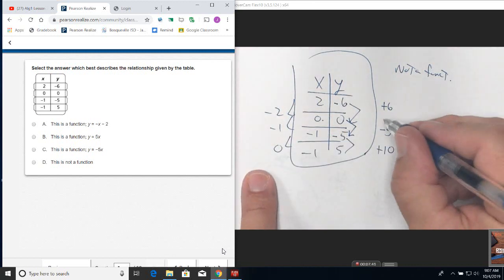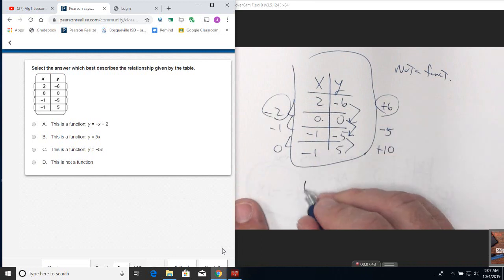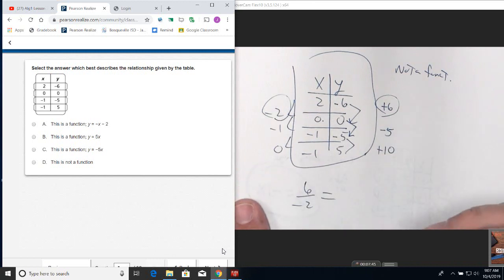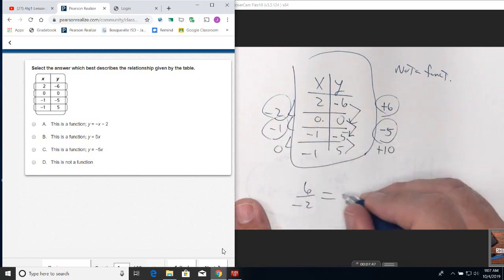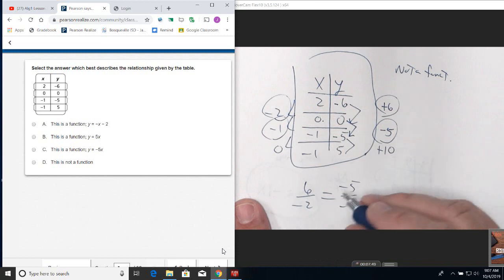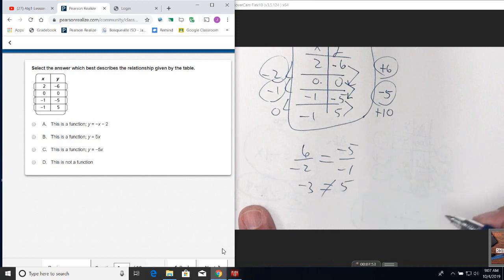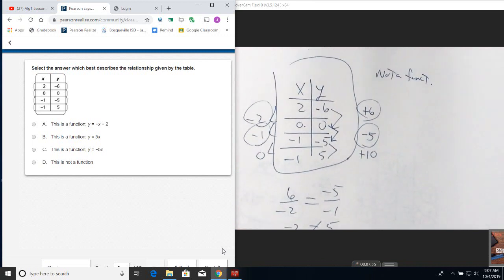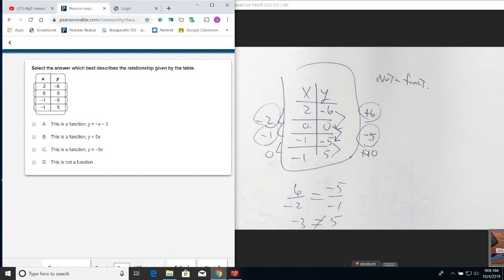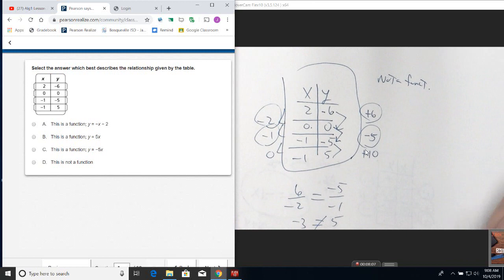So if you look at your change in y over the change in x, is 6 divided by -2 the same thing as a -5 divided by a -1? No. See, this is actually a -3, which is not equal to a +5. So there's not a constant rate of change. Do you agree? So it's not linear. Okay, it's not going to be a line. It's going to be some sort of a curved line. It could be a V or it could be a U, it could be an S-shaped curve.